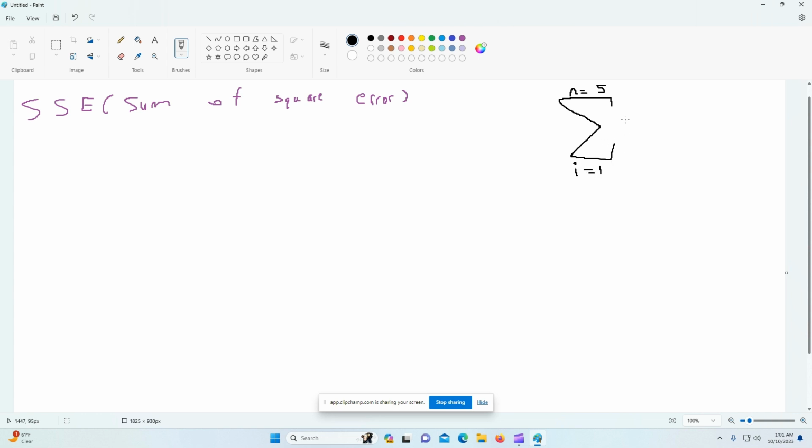The formula is, let's see. Oh, I have no idea why I put an equal sign. So essentially, this is the formula to calculate your sum of square error.